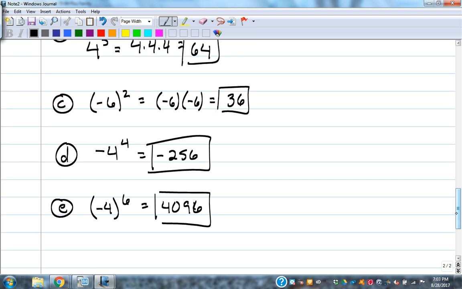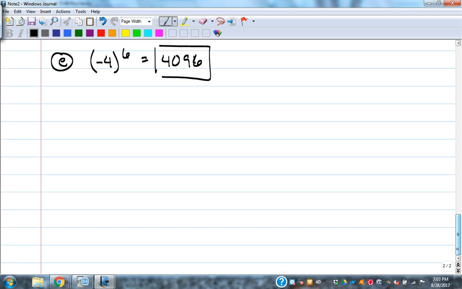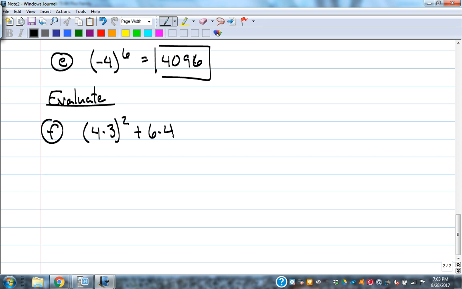All right, so let's do some order of operations problems now that are just evaluate these. Just simple order of operations problems. 4 times 3 squared plus 6 times 4. Simple order of operations problems, but somehow they trip us up.